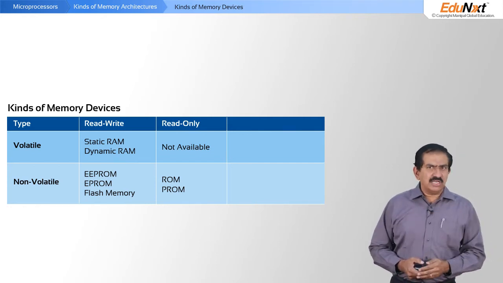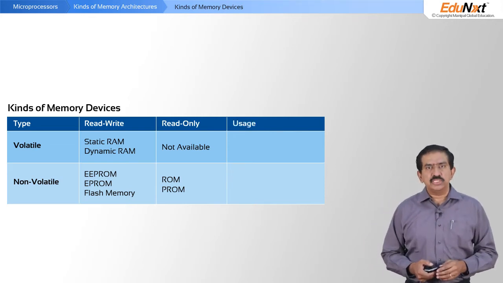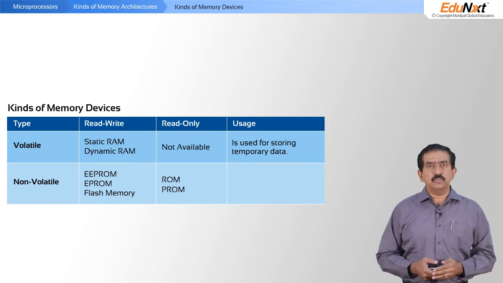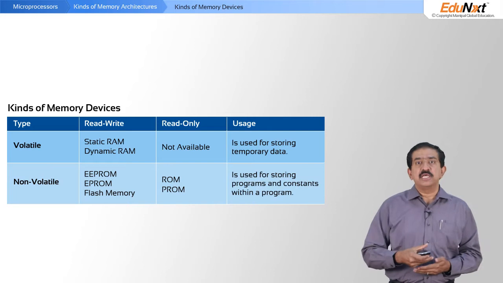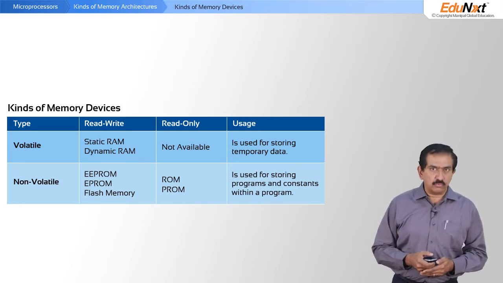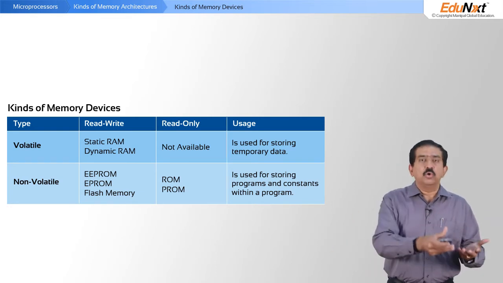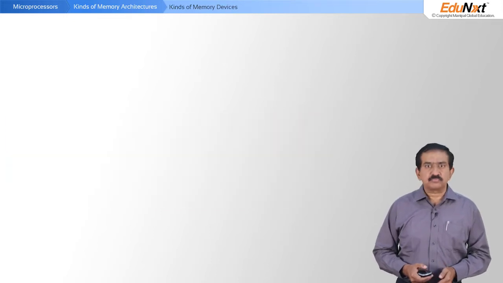When would you use volatile? When would you use non-volatile? Volatile memory is typically used for storing temporary data, for storing intermediate values. Whereas non-volatile memory is used for storing programs, and for storing constants belonging to a program, and so forth. So typically ROM and EEPROM, E2PROM hold the program in a CPU system.